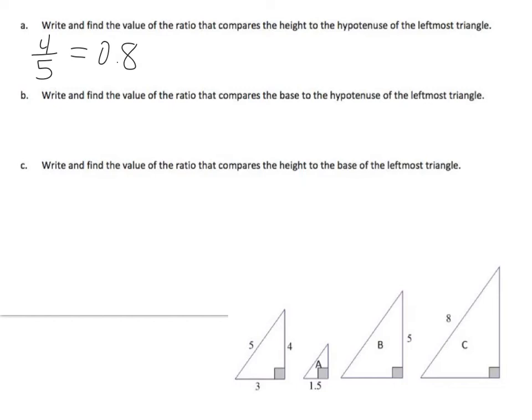Write and find the value of the ratio that compares the base to the hypotenuse of the leftmost triangle. So I have base and hypotenuse, 3 over 5, which is 0.6. And then write and find the value of the ratio that compares the height to the base of the leftmost triangle. So 4 over 3, 1.33333. Let's see what else we got.